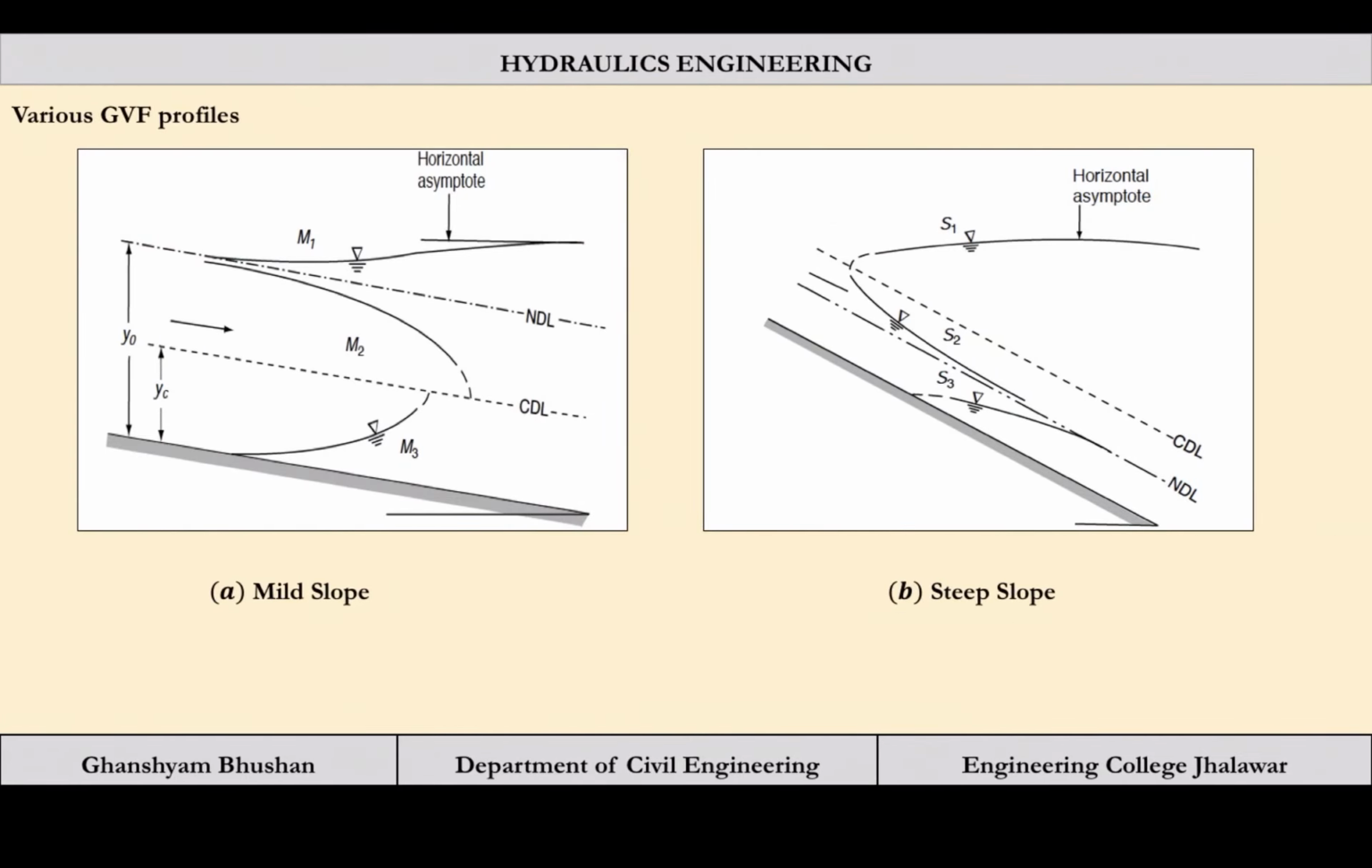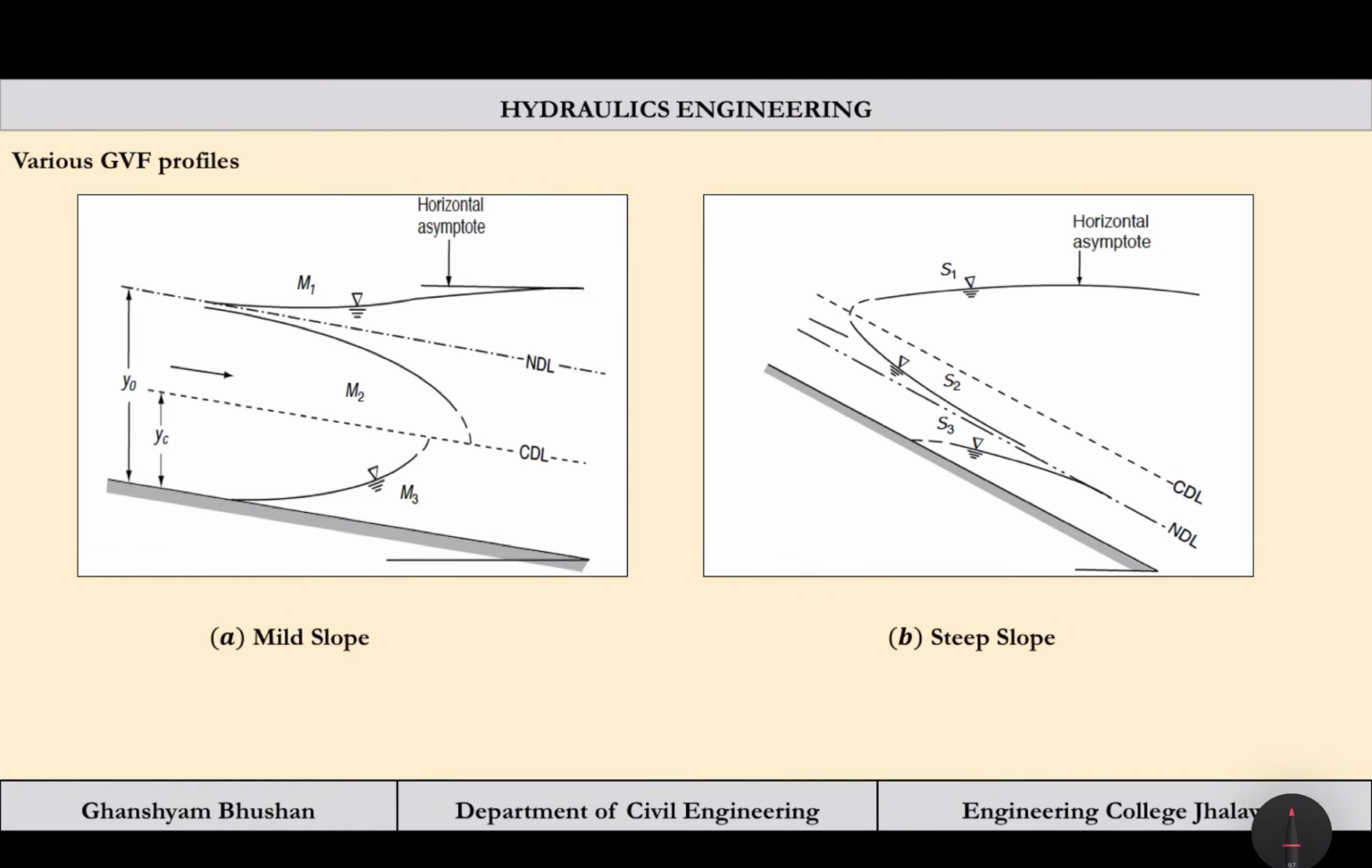So what are the possibilities, okay. I will give you the homework also. If the slope is mild, you can see for M1 what was dy by dx, positive. So the depth is increasing, dy by dx is greater than 0. That means as we move in the direction of x, y will be changing, okay. So from here also dy by dx is greater than 0, that means depth is increasing. So this profile is M1. The M1 profile will look something like this.